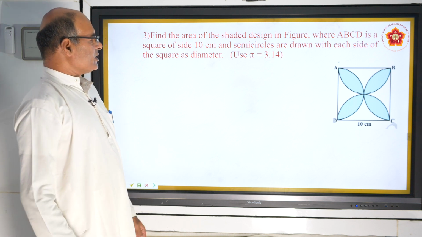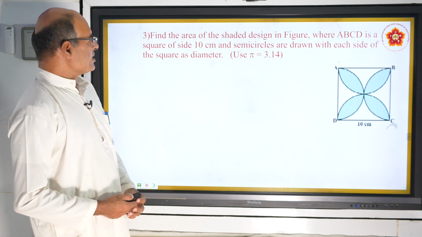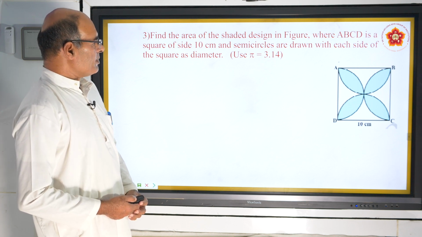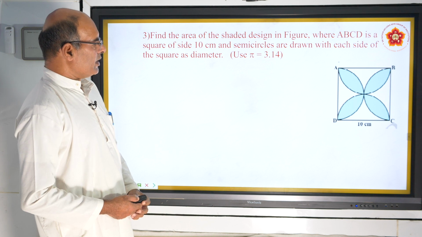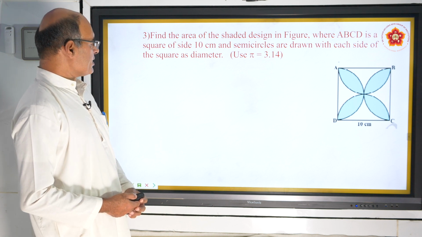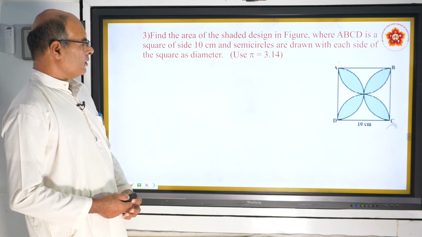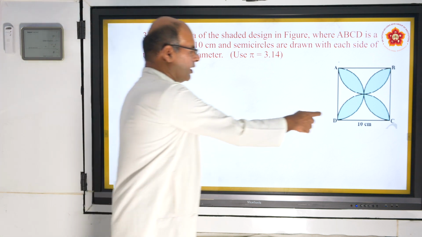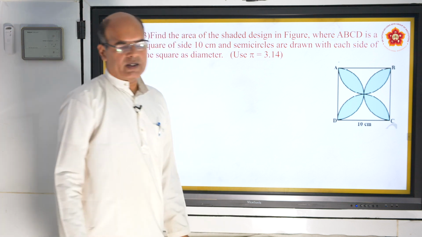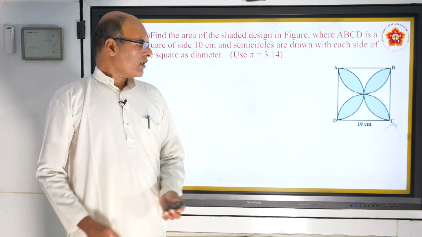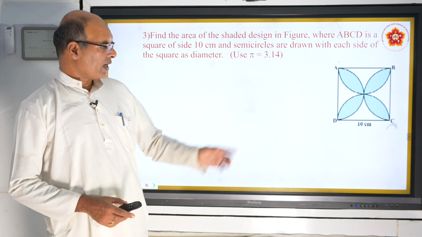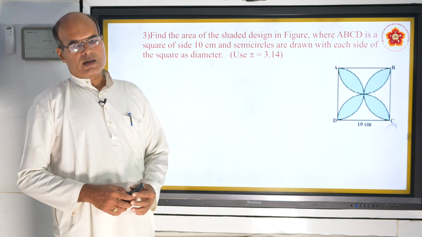Find the area of the shaded region in the figure where ABCD is a square of side 10 centimeter and semicircles are drawn with each side of the square as diameter. So the only value given is the length of this square, 10 centimeter. And look at the figure, there are 4 semicircles. On each side of the square we have semicircles.